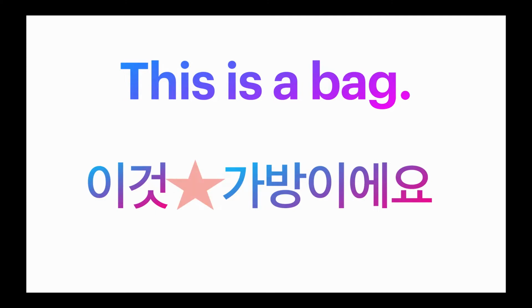So what goes in this blank space right here? That's right, the topic particle, which we learned in the second lesson. Now the topic particle is either 는 or 은, and 이것 ends with a consonant, so it will be 이것은, 이것은. So the whole sentence is 이것은 가방이에요.